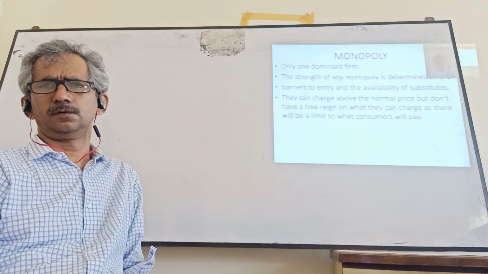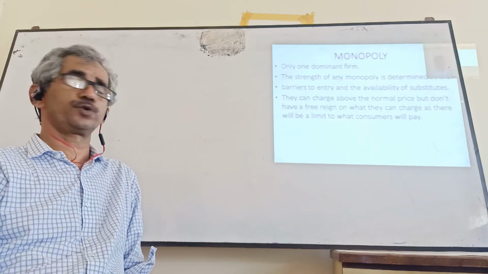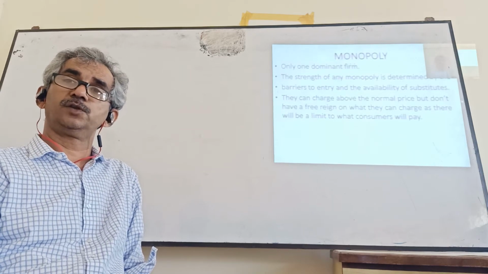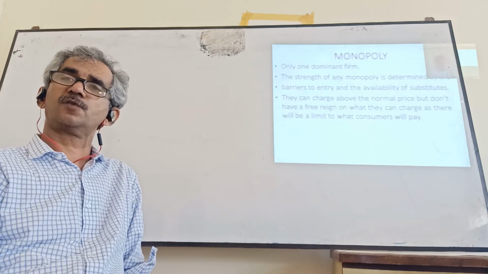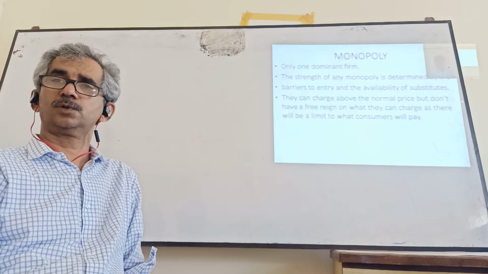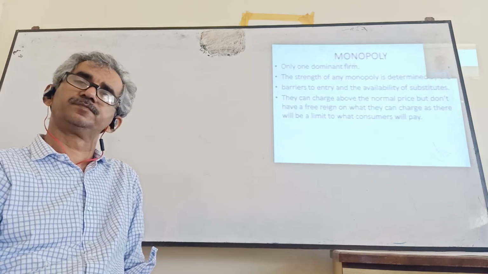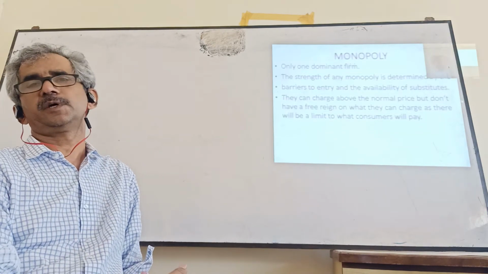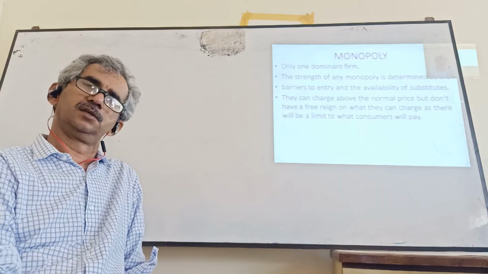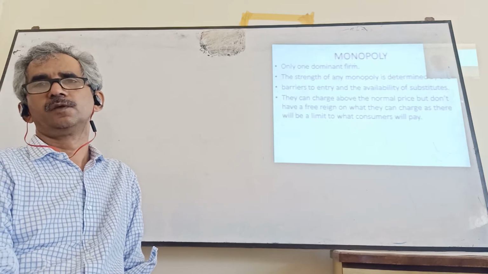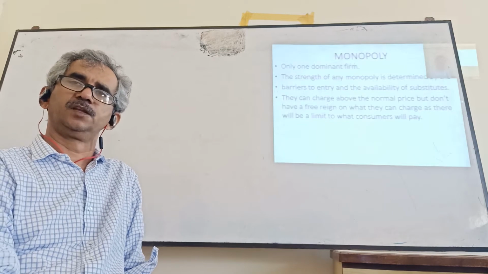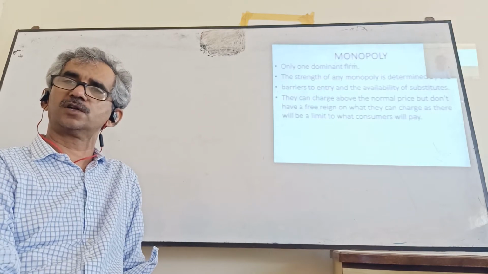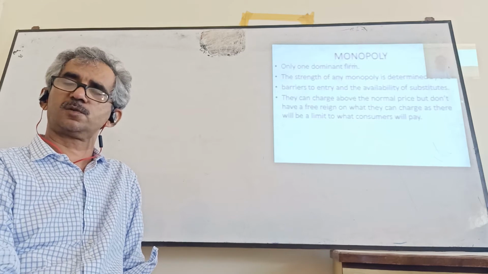Another market is the monopoly, with only one dominant firm. A monopoly is a market where only one dominant firm is present. The strength of any monopoly is determined by the barriers to entry and the availability of substitutes. In the perfectly competitive market, there are no barriers to entry, but in the monopoly, there are a huge number of barriers. The more barriers you find in the market, the more monopolistic the firm or the market will be. They can charge above the normal price but don't have a free rein. There will be a limit to what customers will pay.